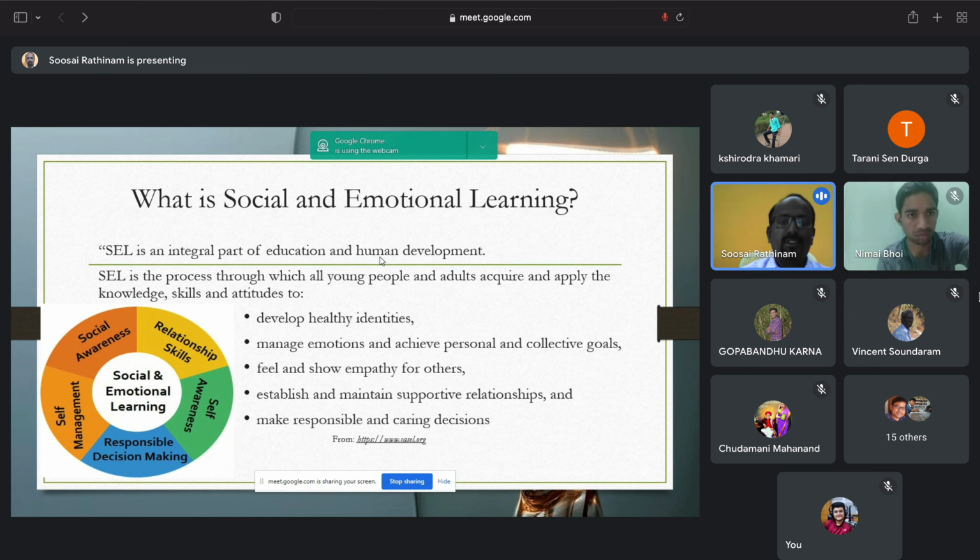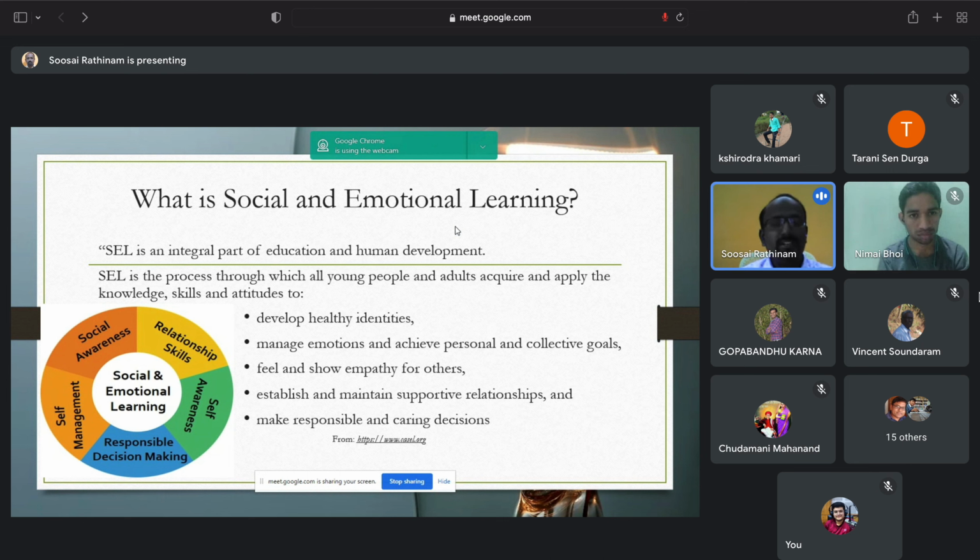It talks about five important skills, and on the left side you could see social and emotional learning's five core competencies. Develop healthy identities, manage emotions and achieve personal and collective goals, feel and show empathy for others. And this is one of the other major areas, empathy. Even Dr. Albert has written a lot of articles on empathy. And even in Delhi, their happiness curriculum includes empathy and all. And establish and maintain supportive relationships and make responsible and caring decisions.